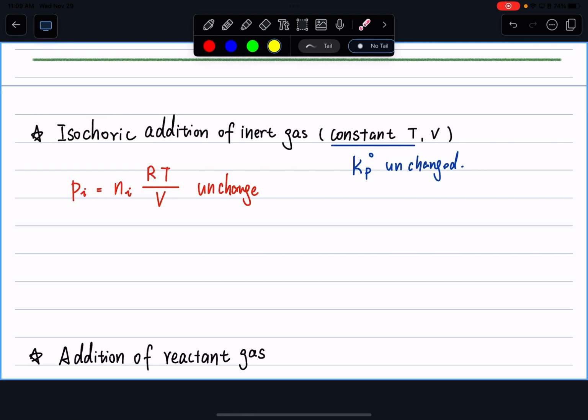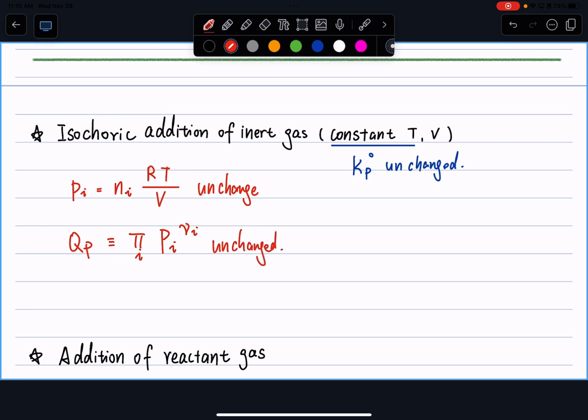Here, these i's abbreviate the ingredients involved in the chemical reaction of interest. So that tells us my Qp, or my reaction quotient, which equals the product of your partial pressures to the power of your stoichiometric coefficients, will be unchanged. That means for a system at equilibrium, adding inert gases to that system will not shift its equilibrium. It will remain at equilibrium, so no effects.